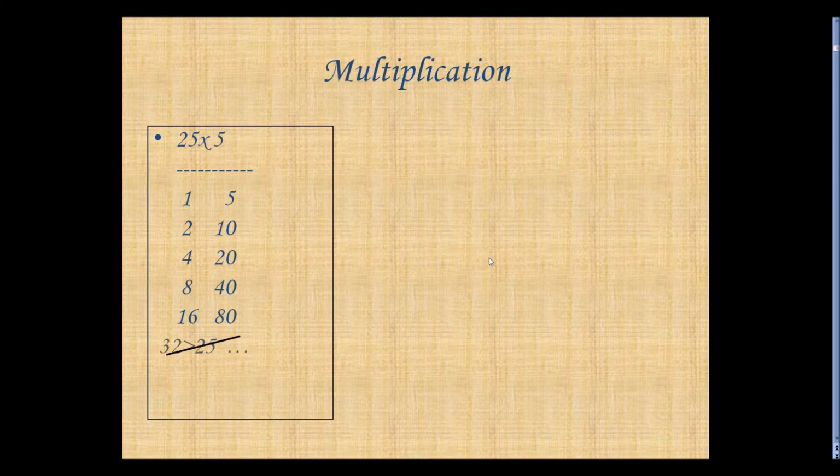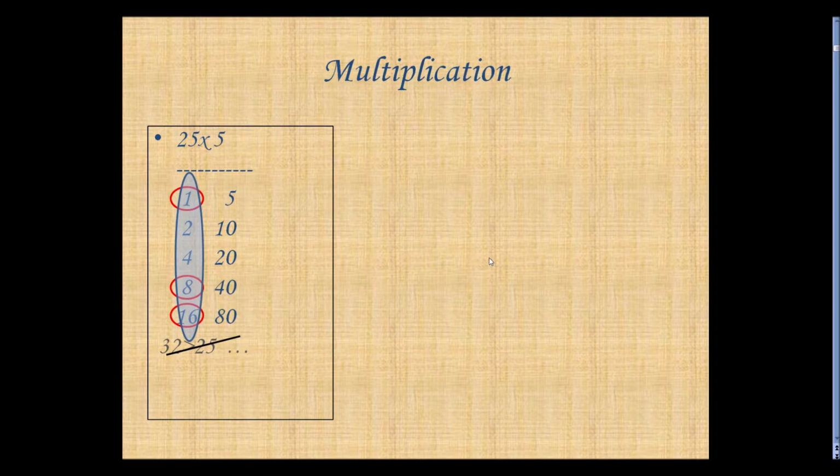Now, we search in the first column we built, we look for the numbers that when added up form the first multiplier, which is in this case 25. So, from 1, 2, 4, 8, and 16, which of these numbers when added up give 25? Very easy. 16 plus 8 plus 1 equals 25.